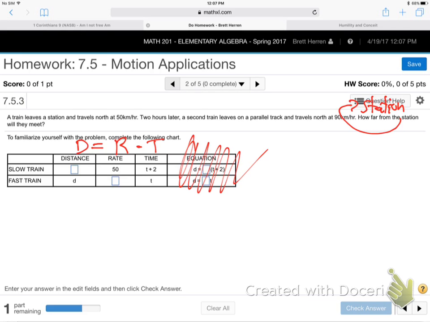Can we fill in this box here, the fast train rate box? What's the fast train rate? 90. They're handing us that. 90. Yeah, right. Good so far?